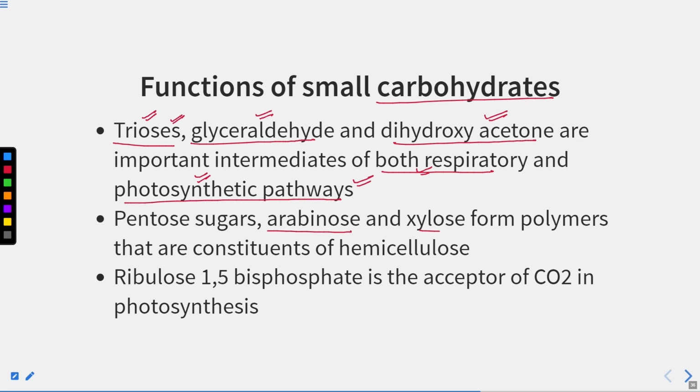Pentose sugars, arabinose and xylose, form the polymers that are constituents of hemicellulose. Hemicellulose is a structural component of the plant, formed by the pentose sugars arabinose and xylose. Ribulose 1,5-bisphosphate, very important as the acceptor of carbon dioxide in photosynthesis, is also a five-carbon monosaccharide compound.